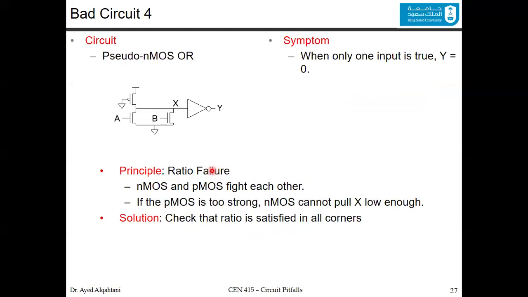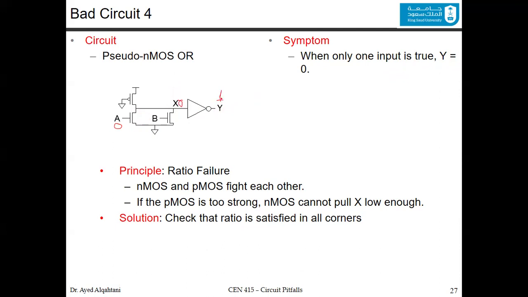Now the bad circuit number 4 is a pseudo NMOS OR circuit. You can see that they are parallel, and this is a pseudo NMOS. Now the symptoms here: when only one input is true, Y is equal to 0. So this is a node. If one of the inputs is equal to 1, like this one, X should be 0, and after inversion should be 1.